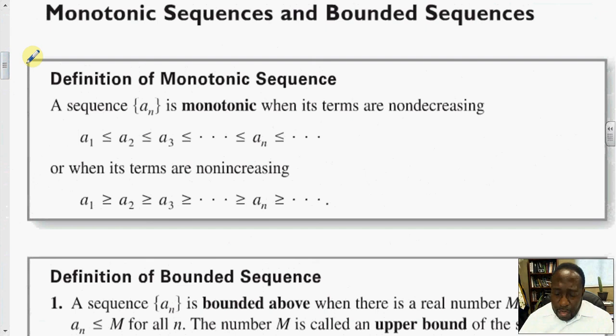Here, a sequence is non-decreasing if the terms are getting larger. And so a sub 1 is less than or equal to a sub 2, less than or equal to a sub 3, and so on, less than or equal to a sub n, and so on. Or the sequence is said to be non-increasing or decreasing, if you will, and I hope that's okay.